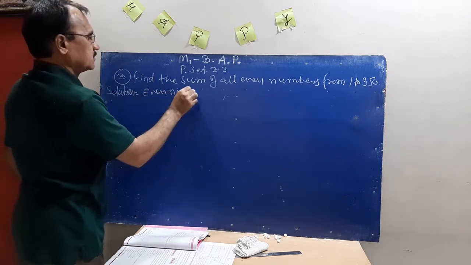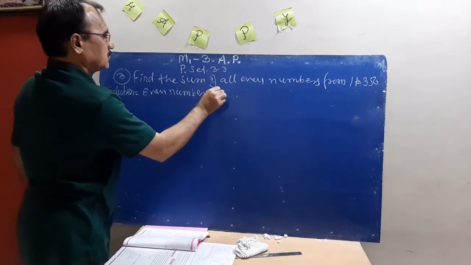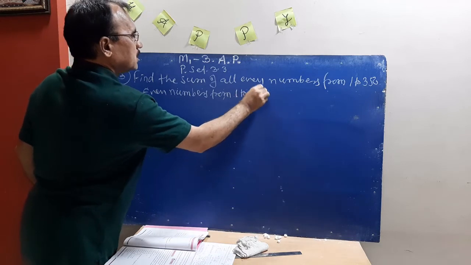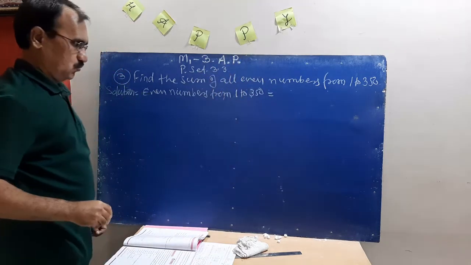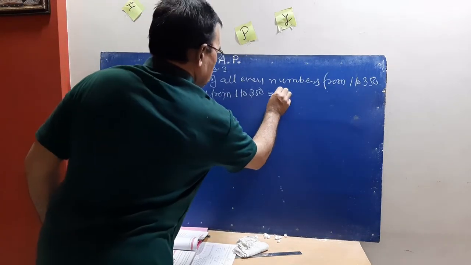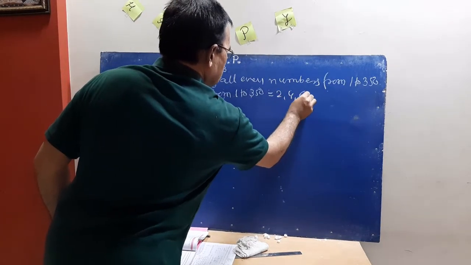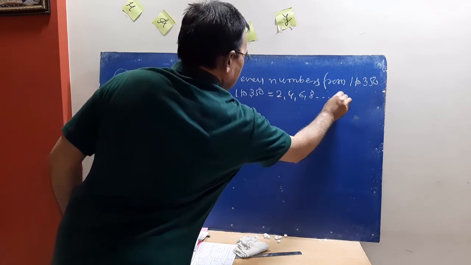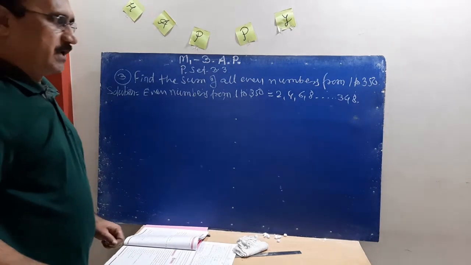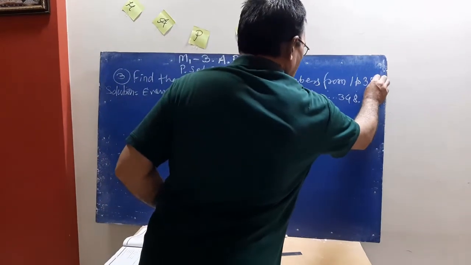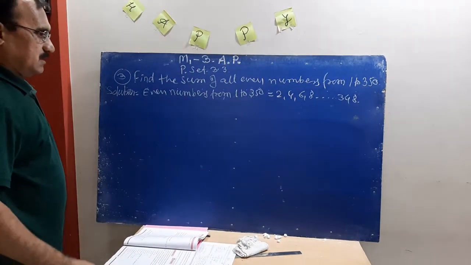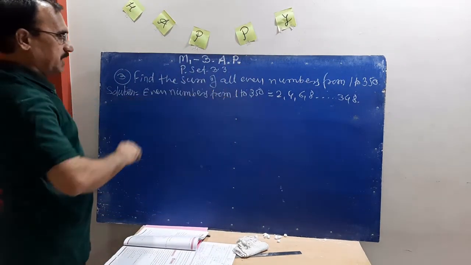Even numbers from 1 to 350 are equal to: 1 is an odd number, then 2, 4, 6, 8, ... 348. 350 is also an even number, but we want in between from 1 to 350. That means the last even number is 348.